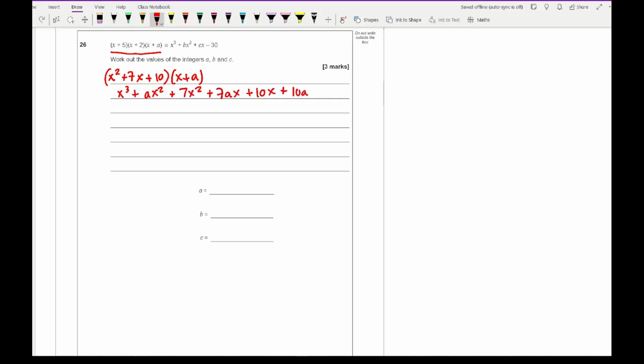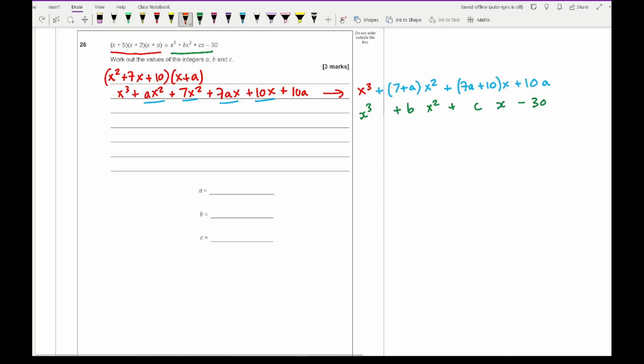Now neatening all of this up, what I end up with is x cubed, and then looking at the coefficients of x squared, that's going to be 7 plus a, times x squared, plus, looking at the coefficients of x, that's going to be 7a plus 10, times x, plus 10a. Now if I then compare that to the right hand side, what I end up with is x cubed plus bx squared plus cx minus 30.